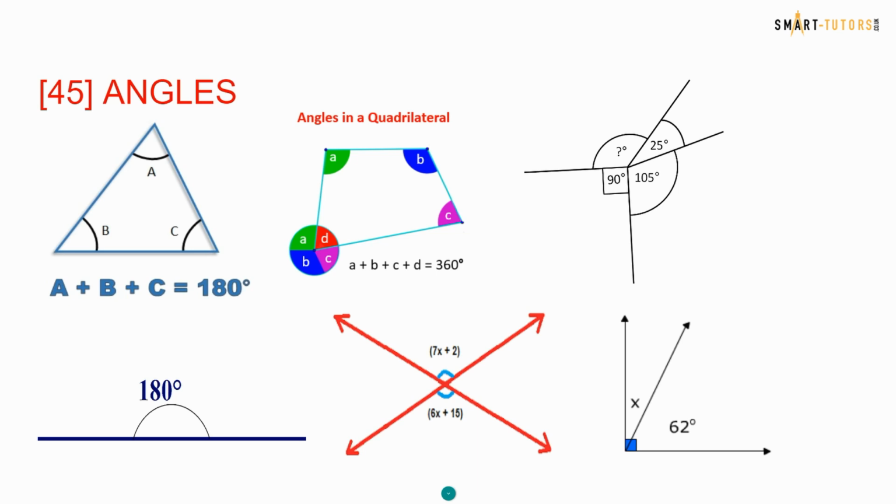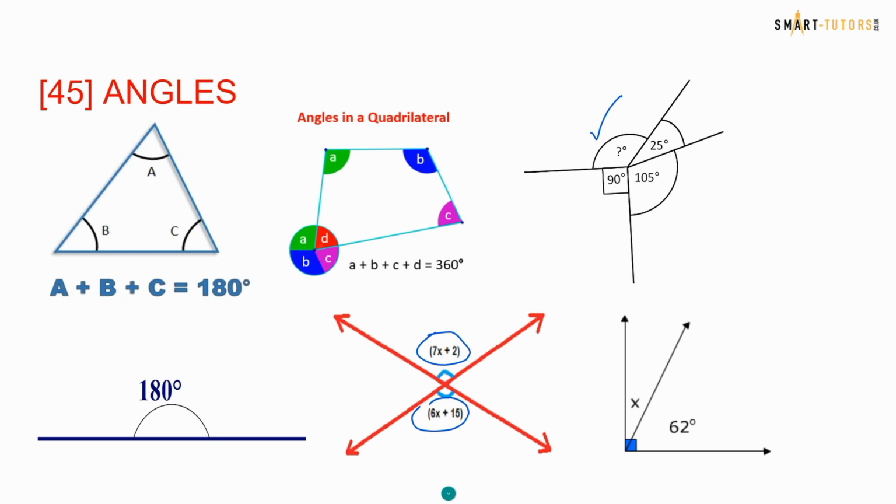So in this question, you need to add 25, 105, 90, add them up and take away from 360 to get this answer. Angles in a straight line add up to 180. Vertically opposite angles are going to be equal. So this angle equals this angle, you make an equation and you solve for x. So vertically opposite angles are equal.